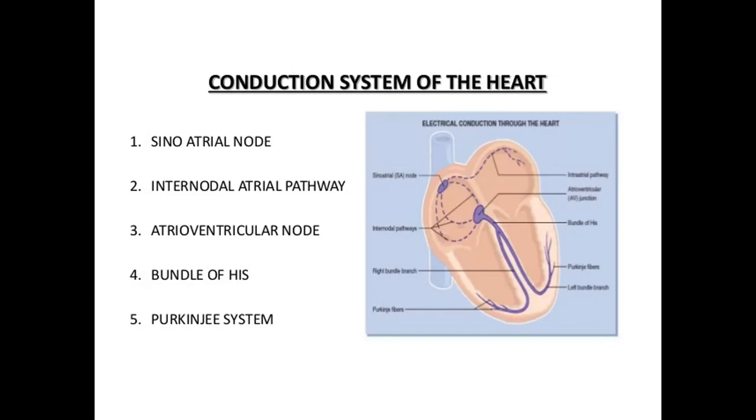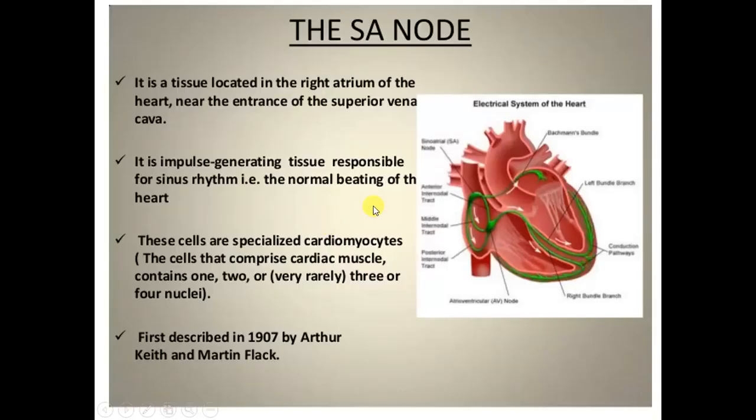Now what we want to know: the conductive system of the heart consists of the sinoatrial node, SA node, internodal pathway, atrial pathway, then the atrioventricular node, then the bundle branches, and then the Purkinje fibers. So we will discuss these 5 things in the next discussion. Now, first of all, the SA node.